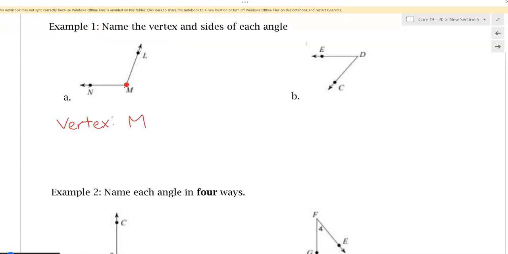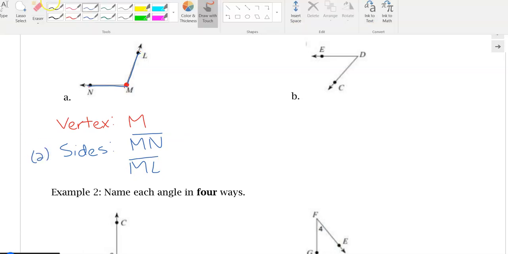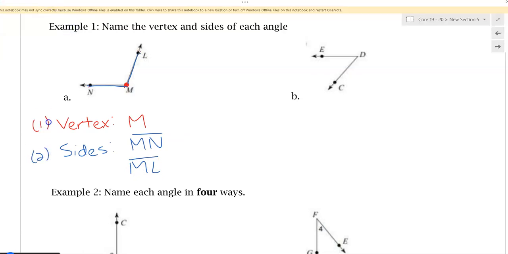My endpoints then are M to N. Or sorry, my sides, not endpoints. I'm going from M to N. And then my second side is M to L. Okay, so there's 2 sides, and there's 1 vertex.